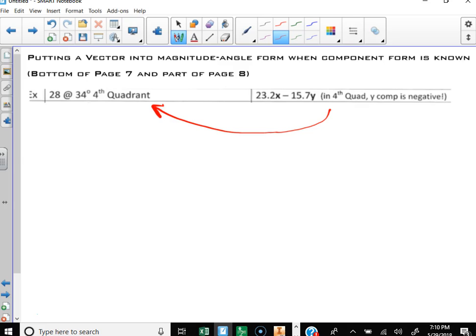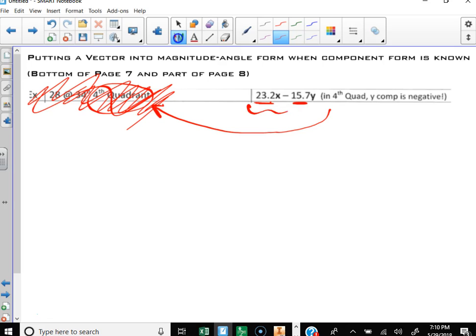For the most part, when we do this, what we're going to do is ignore the negatives. So really, I'm dealing with 15.7 as my y component and 23.2 as my x. We can, in this process, ignore them for now because we're going to find a reference angle anyway, and then we're going to go back and remember that we're in the fourth quadrant. And by that, I mean this.